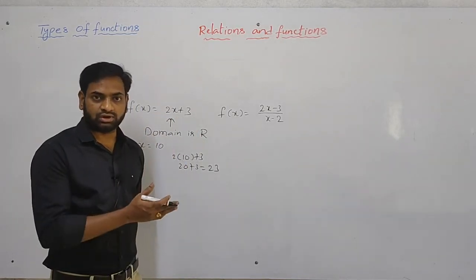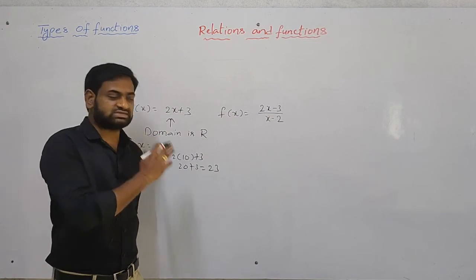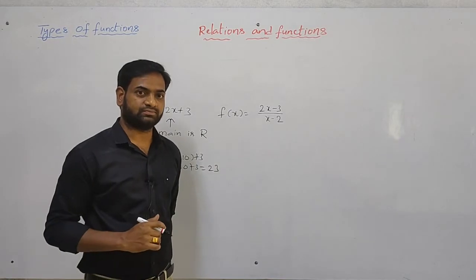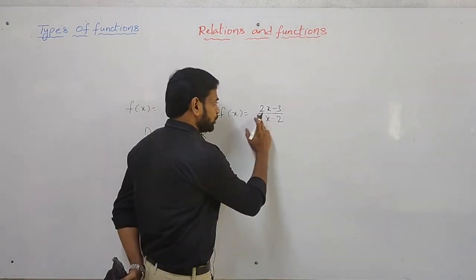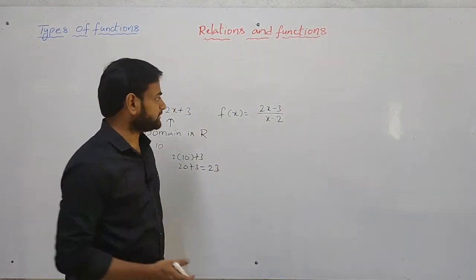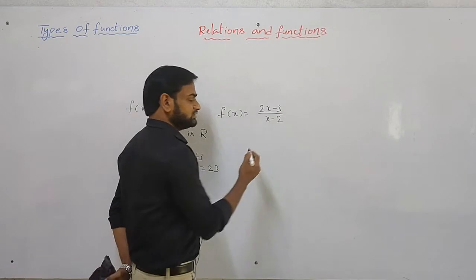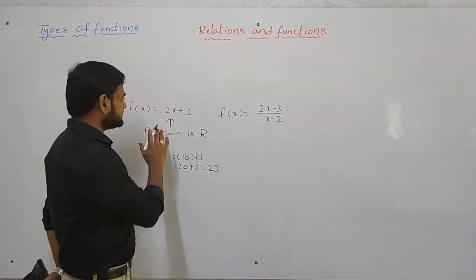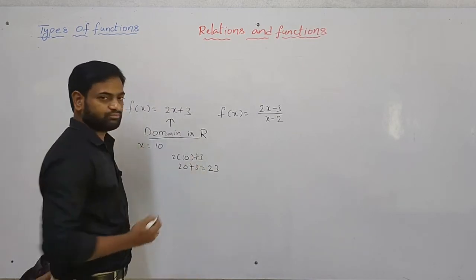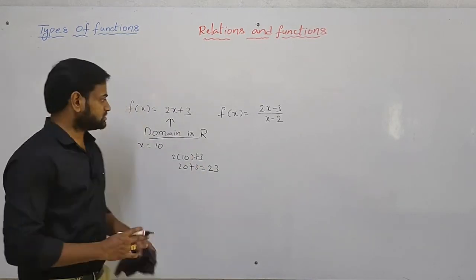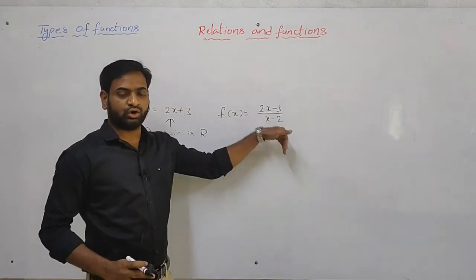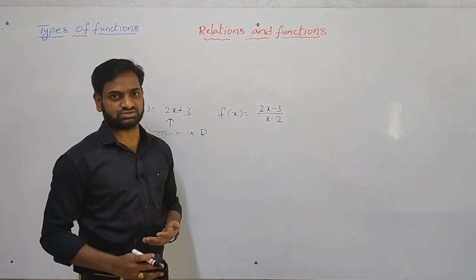If there is a denominator like this, then we have to check, because if the denominator is 0, something by 0 is not defined. That's why when we have a denominator, we have to check. When there is no denominator, directly we can write domain is real numbers. So just remember that. Later I will explain clearly how to find the domain for the remaining functions.